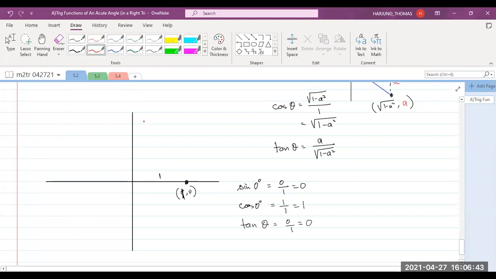How about if you have 90 degrees? Now pick a coordinate correspond to 90 degrees. So this is 90 degrees, right? What is the coordinate correspond to that? Pick one. There are a lot of coordinates there. Let's pick 0, 1. So sine 90 degrees will be the y over the radius 1, right? Because the distance here must be 1. Cosine 90 degrees is the x over the radius. Tangent 90 degrees will be y over x, that's undefined.